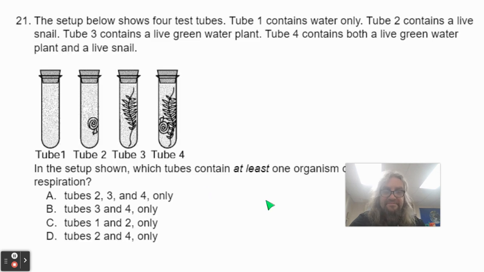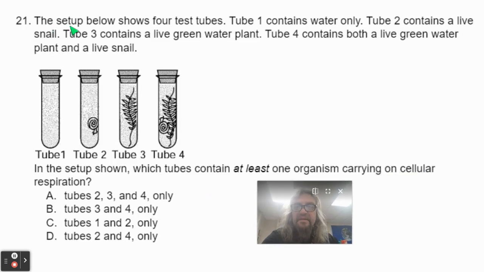Number 21. The setup below shows 4 test tubes. Tube 1 contains water only. Tube 2 contains a live snail. Tube 3 contains a live green water plant. Tube 4 contains both a live green water plant and a live snail. Tube 1, 2, 3, and 4. In the setup shown, which tubes contain at least one organism carrying on cellular respiration?